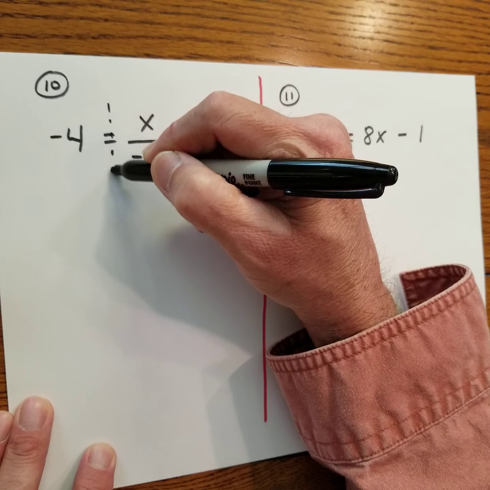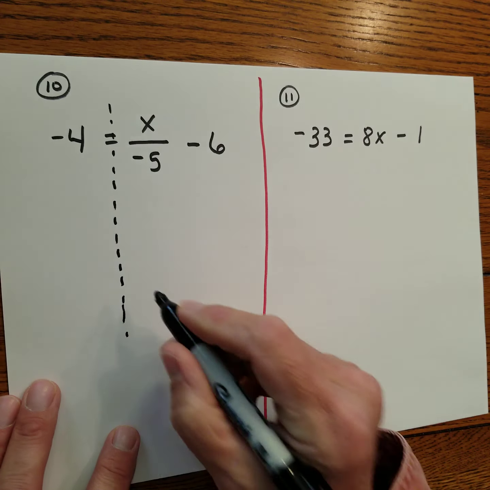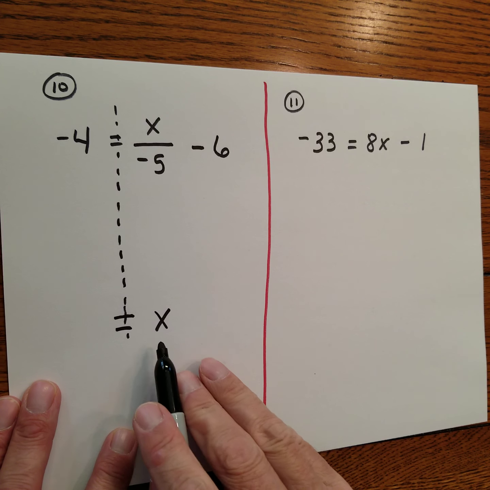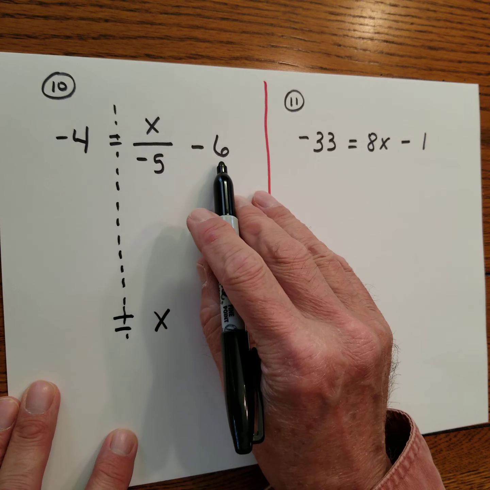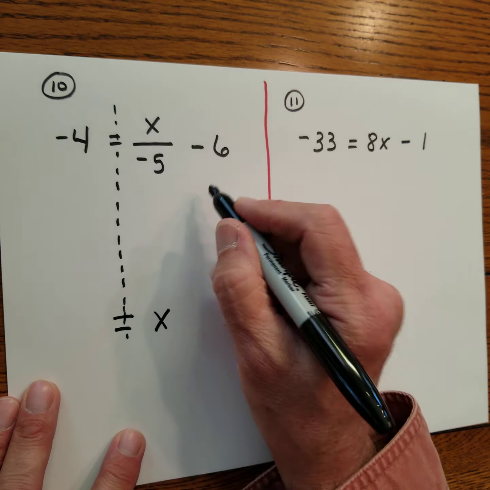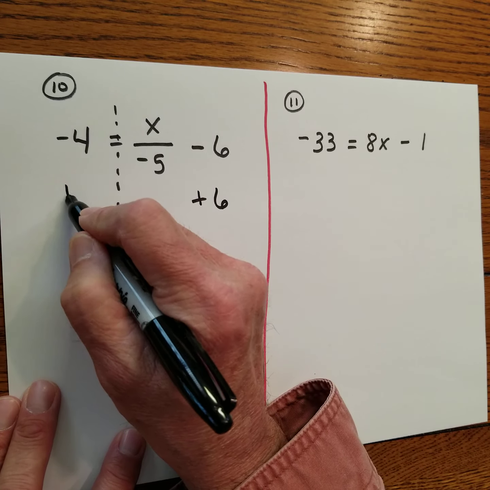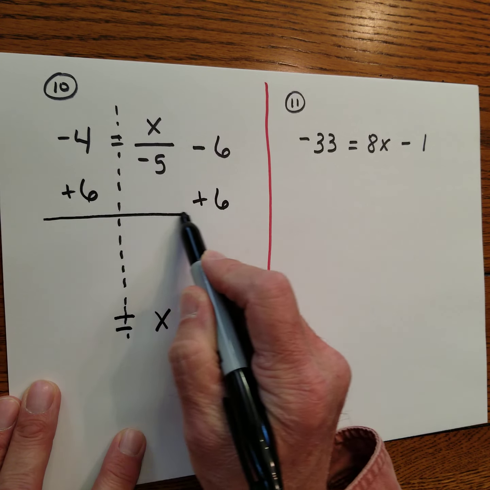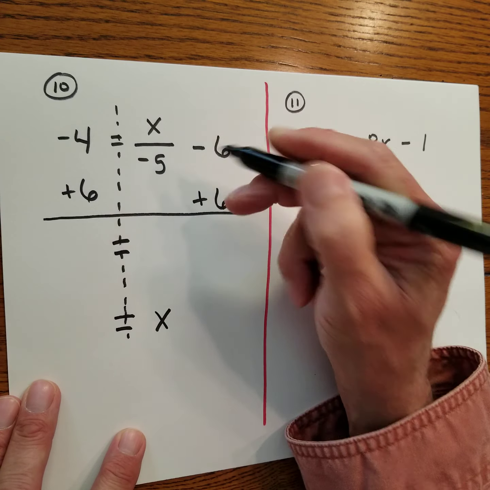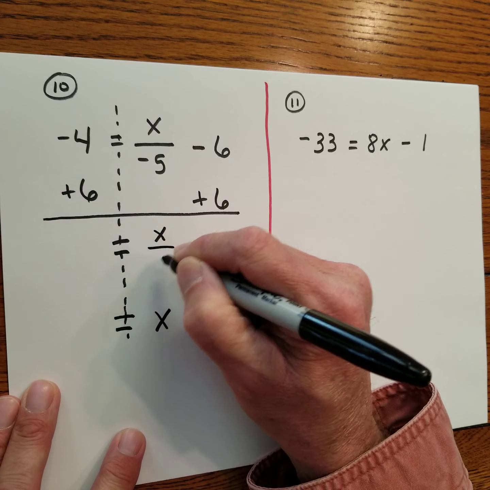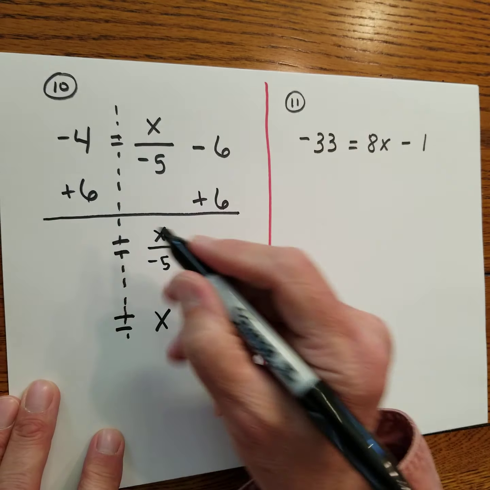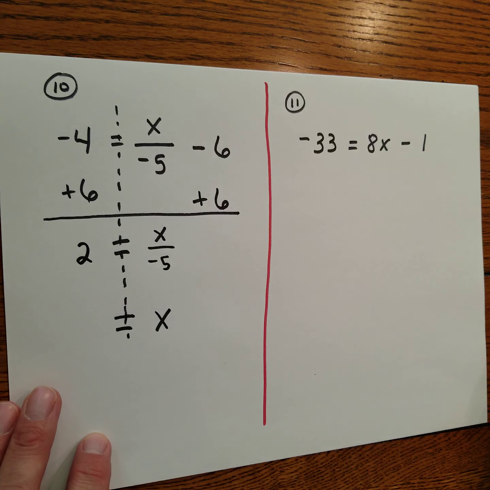Again on number 10, when we're finished, we'll have x on the right side and the answer on the left. To get x by itself, both the negative 5 and the 6 have to leave. Let's get rid of the 6 first. The inverse of subtraction is addition. We'll add 6 to both sides. Negative 6 and positive 6 is 0, plus x over negative 5. And when I add numbers that have different signs, I subtract and take the sign off the larger number.